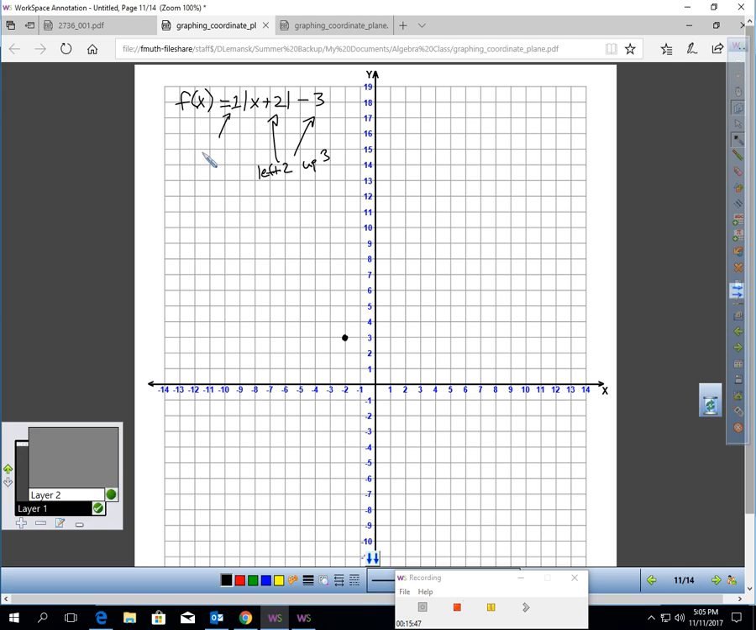And can you see how my slope is 1? So from here, up 1 over 1, up 1 over 1, and do the same thing in the other direction. And there's my V. Okay? There's my absolute value graph for that.